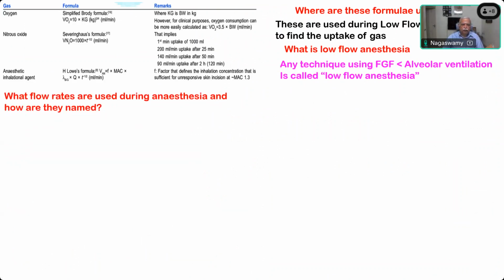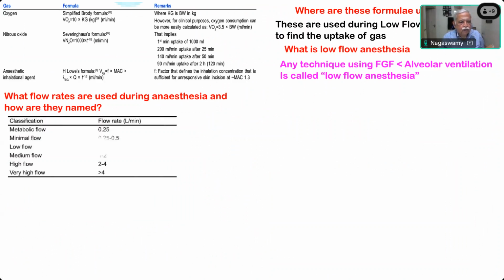What flow rates are used during anesthesia and how are they named? Based on the volume... High flow is when we use fresh gas flow of 6 to 10 liters. 6 to 8 liters. Medium flow, low flow, metabolic flow. There are so many words. Medium flow is 1 liter fresh gas flow, sir. You must read well about low flow anesthesia. It's one of the important topics that may be asked in the viva as well as in theory questions.